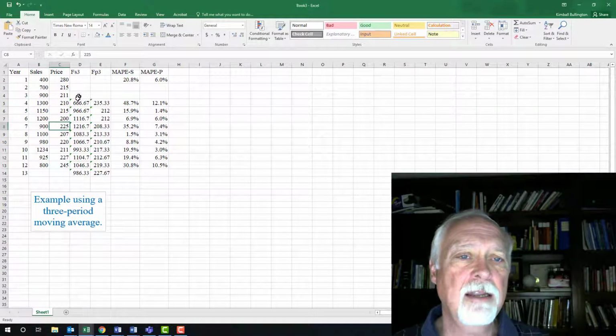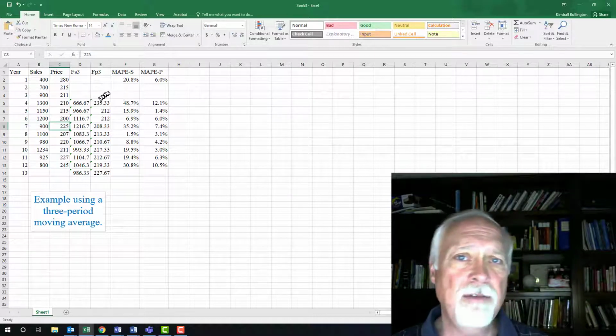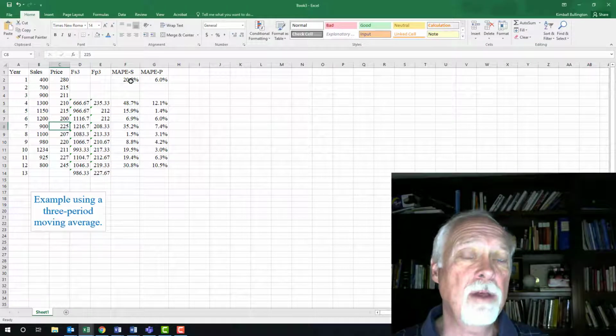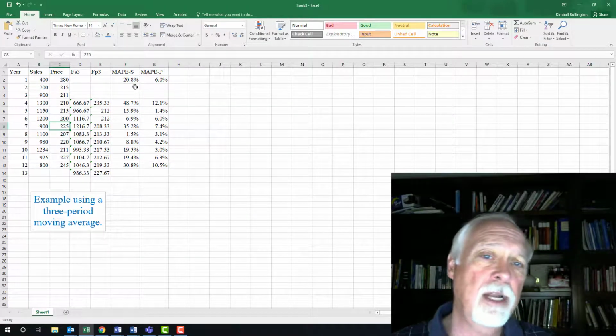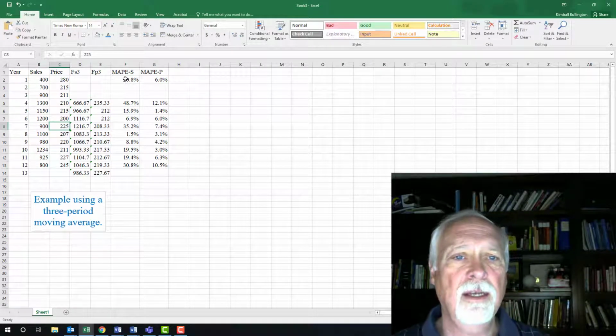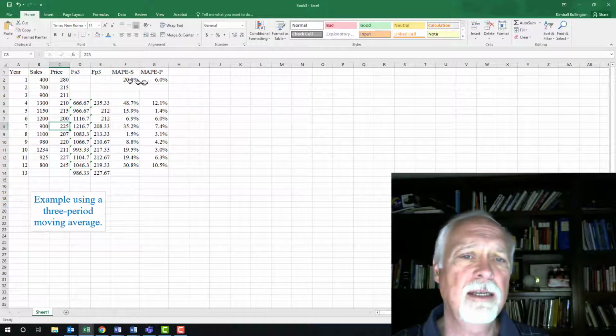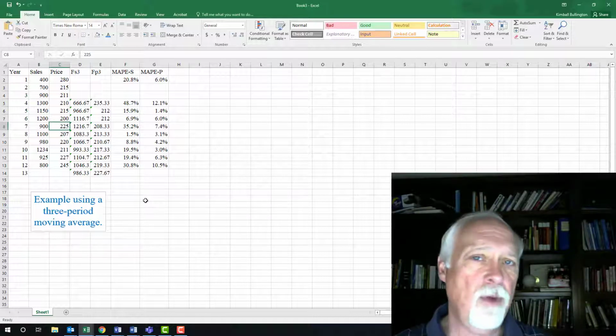If we had two different types of forecasts, like a 3-period moving average and a 5-period moving average, then we'd be able to compare the mean absolute percent error and say the one with the lower percent error is the better forecast to use. But you can't say we're going to use sales instead of price. So that's of limited use in my particular example here. So next is graphing this.